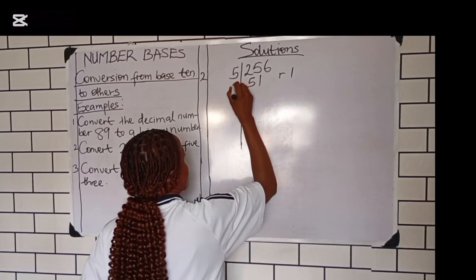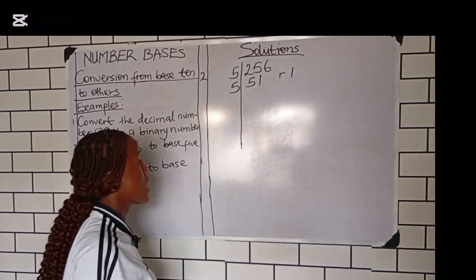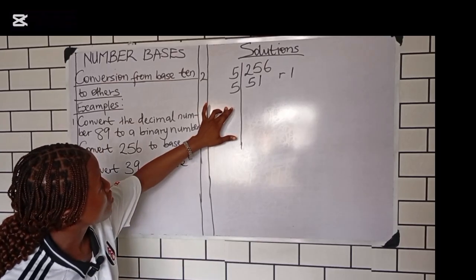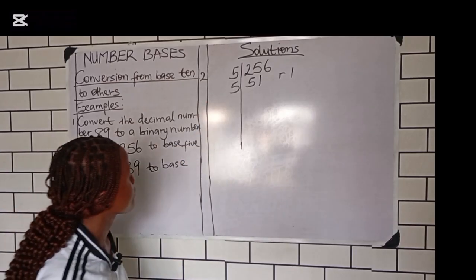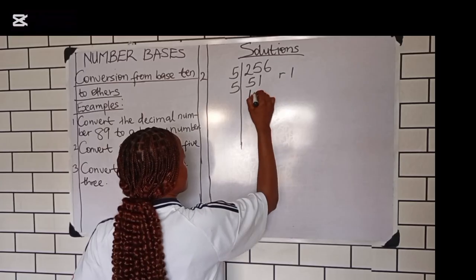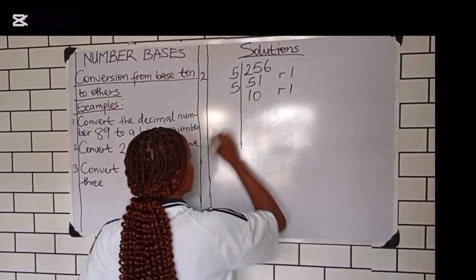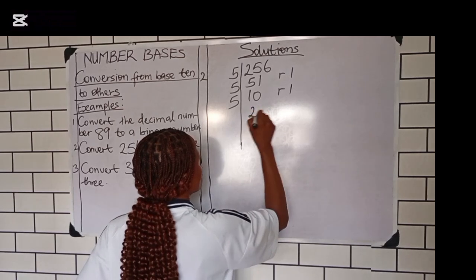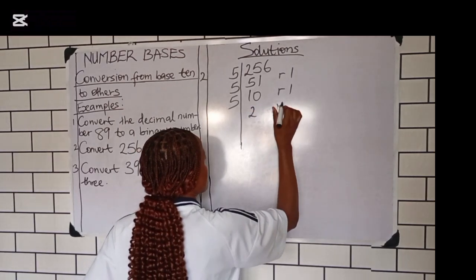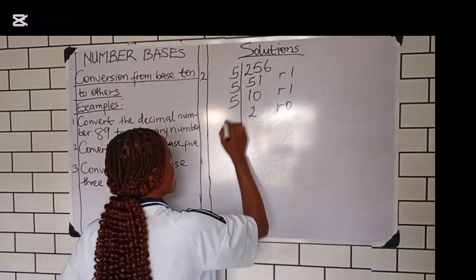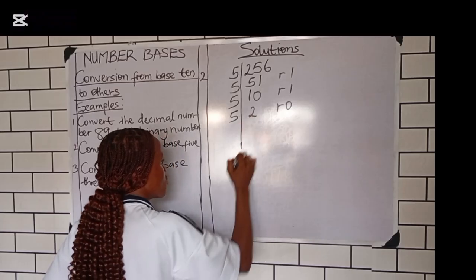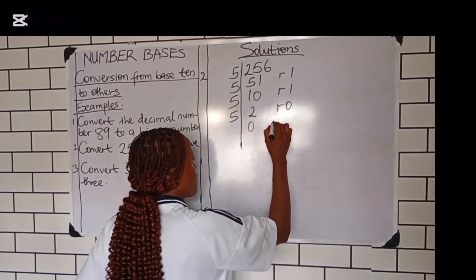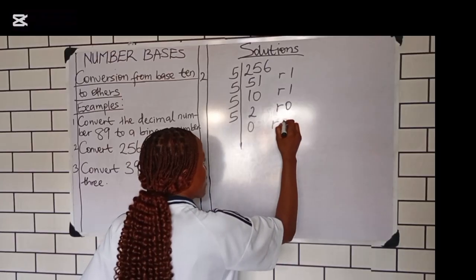Remainder 1. 5 divide 51 will give us 10, remainder 1. 5 divide 10 will give us 2. No remainder, therefore the remainder will be 0. 5 divide 2, it can't go because 5 is bigger than 2. Write 0, and the remainder is this 2.